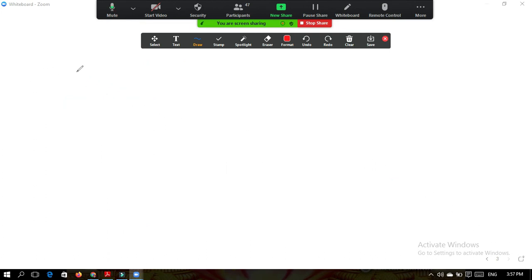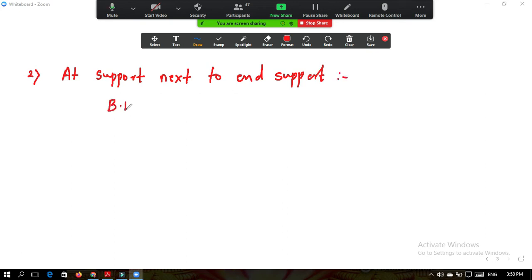So second, the bending moment will be at support next to end support. So here we need to calculate the bending moment now. So for bending moment is equal to, now what is the formula? WL square is our formula, but what are the coefficients?